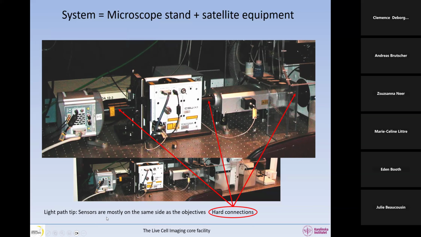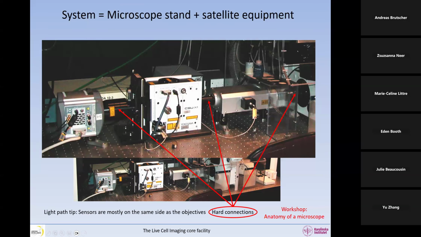So here is a light path tip. The sensors are mostly, or almost, I'm quite sure everybody here, they are mostly on the same side as the objective. So you can see in this, there would be an inverted microscope, and all this equipment here is on the same side as the objective compared to the stage, not above in this inverted microscope. So it makes it much easier.